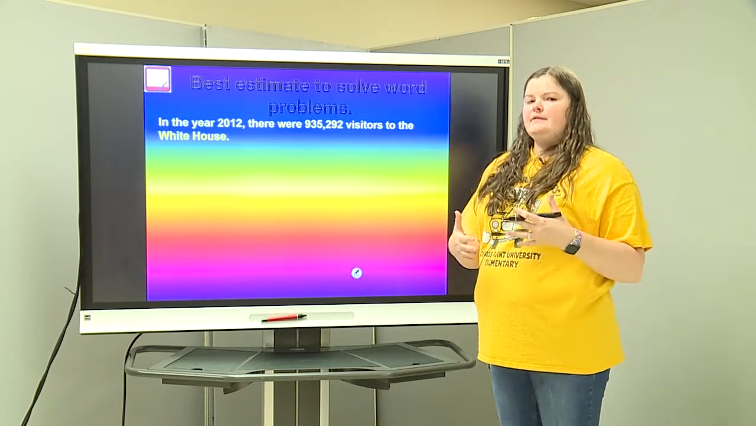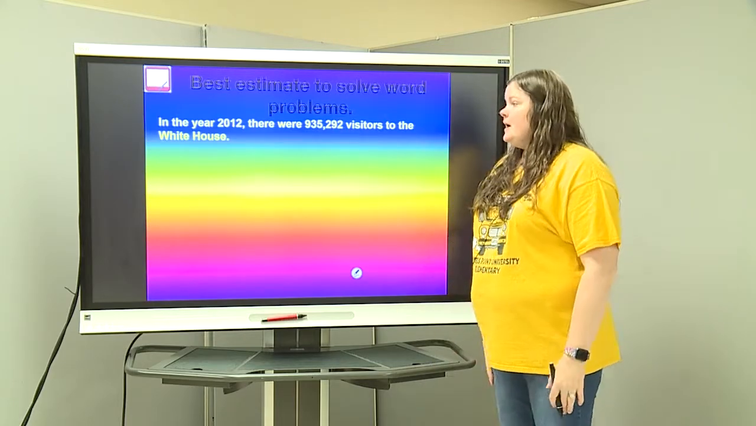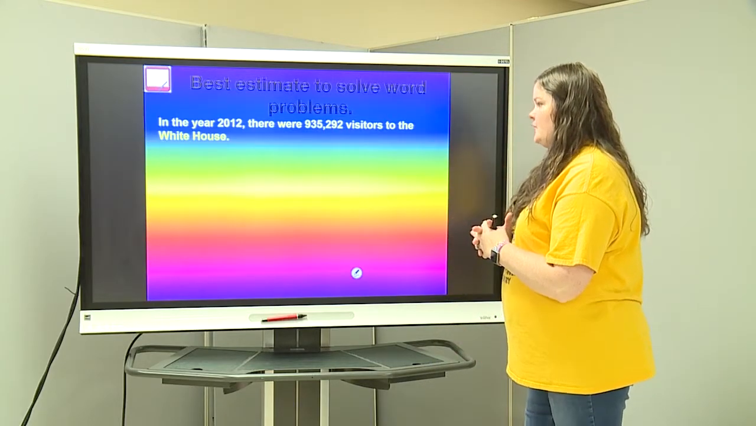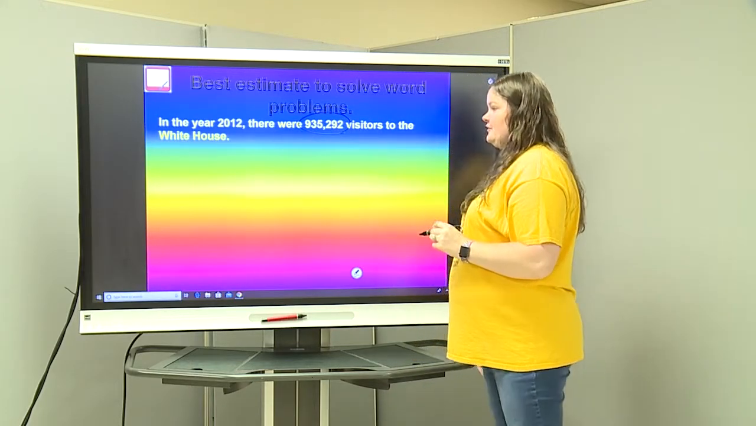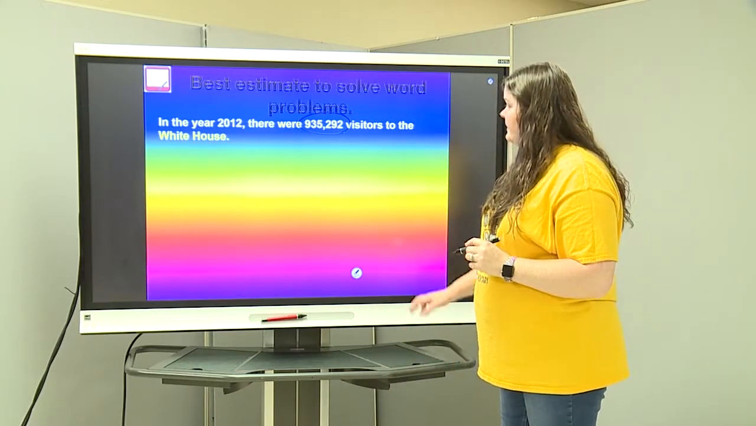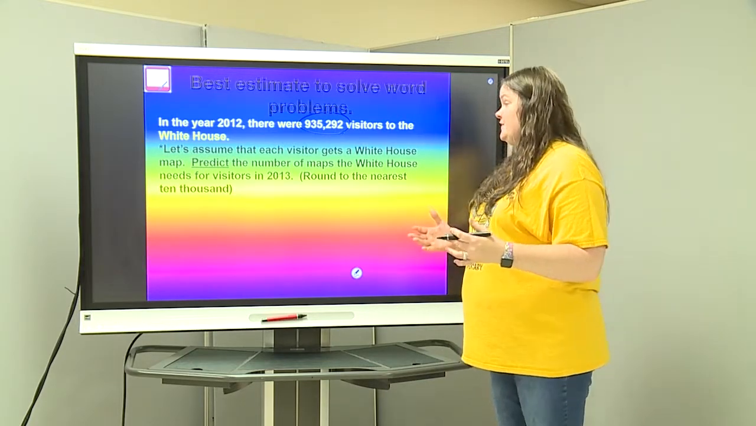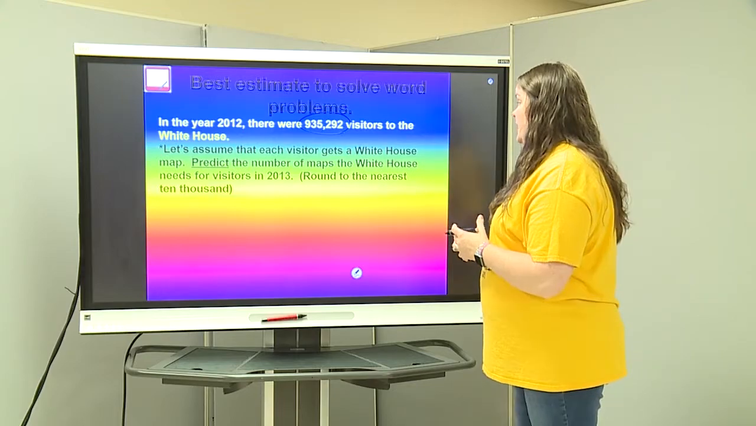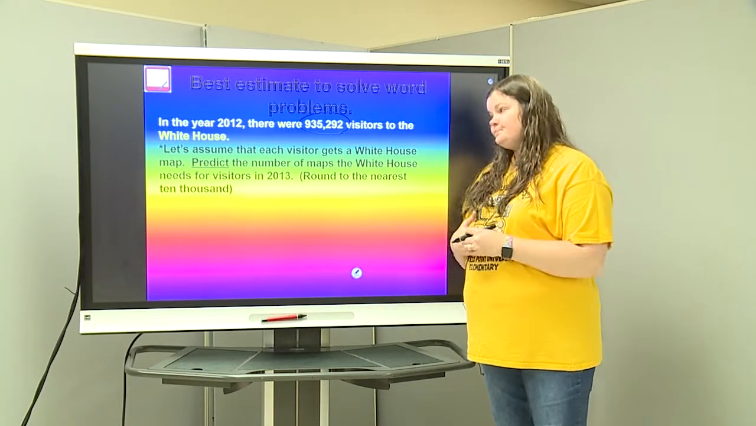All right, let's do a couple of application problems or real world word problems. It says in the year 2012, there were 935,292 visitors to the White House. Now, let's assume that each visitor gets one White House map as they come into the White House.